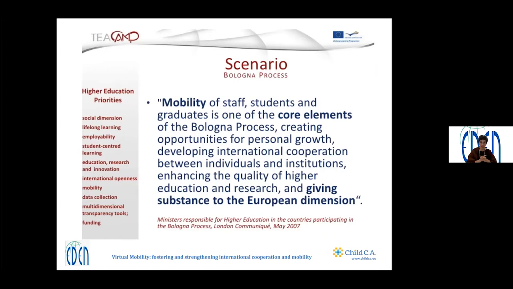On the left of the slide, you see the higher education priorities. Education has for sure a social dimension. There is something about lifelong learning, and Tommaso talked about this topic. For sure, employability, and student-centered learning, which Stefano in his presentation talked about as a very important goal of education, research and innovation, international openness, data collection, mobility, multidimensional transparency tools, and others. So this is the general frame of why to foster mobility.